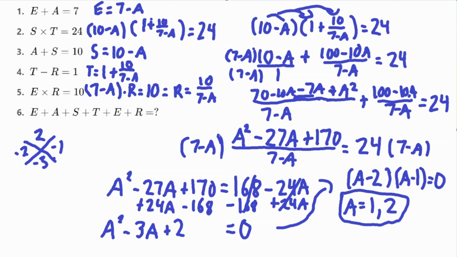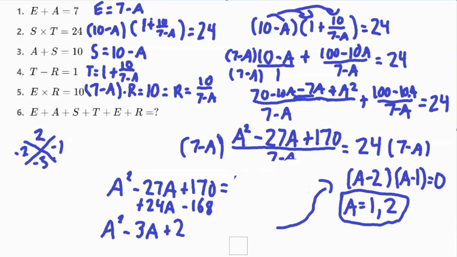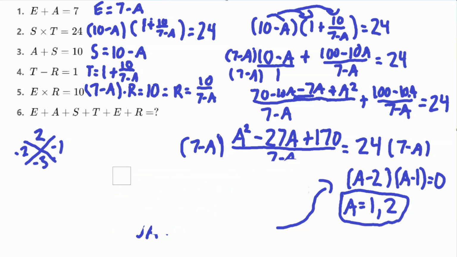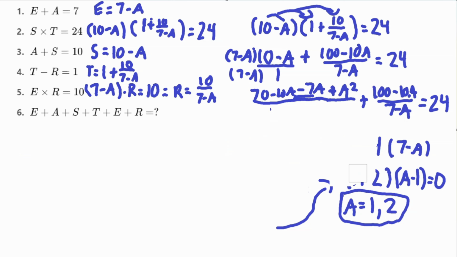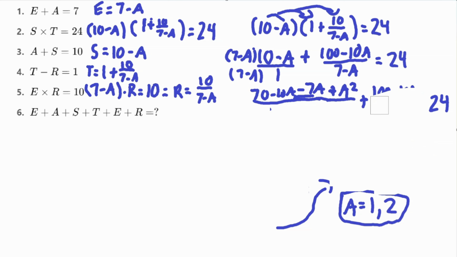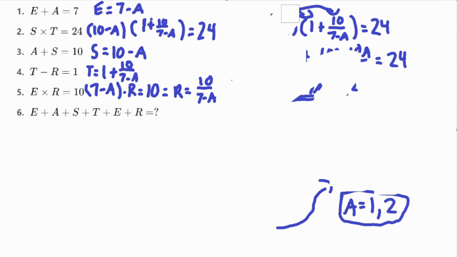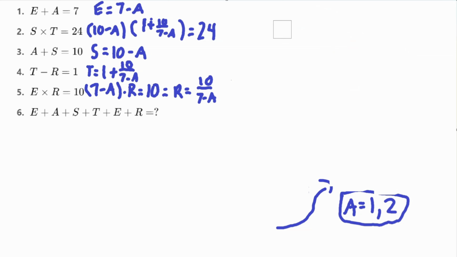Because I don't remember if I mentioned this in the beginning or not, but we want all of our variables to be equal to integers. That means that we cannot have fractions, okay? And one of these variables will give us fractions and the other one will not. So we're trying to find which value, either 1 or 2, will give us nice clean integers for all of our variables, okay?